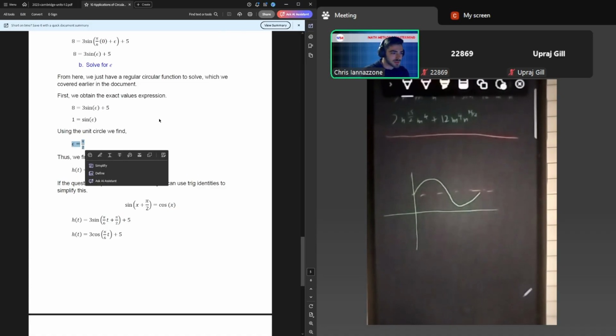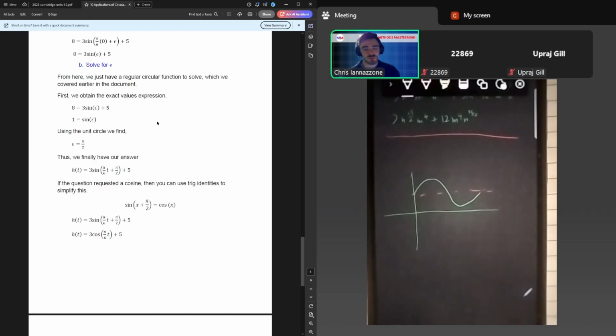So if you're not already familiar with the unit circle, well, you should be. You'll need it for pretty much everything you do in circular functions, assuming you're doing circular functions at your current stage.